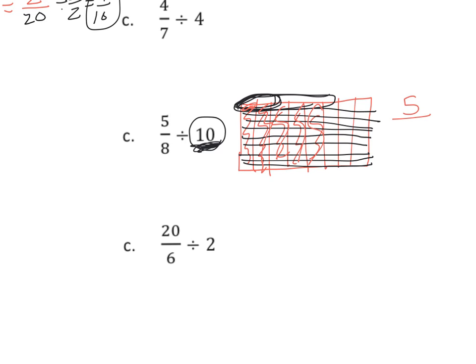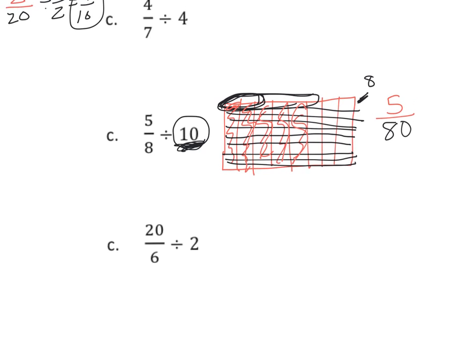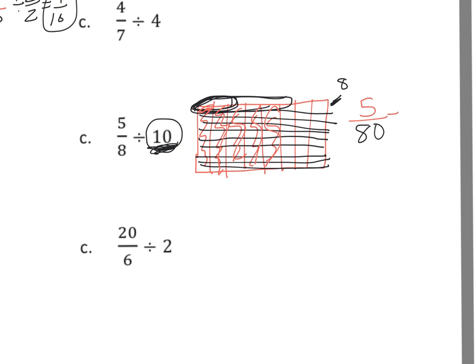And then, how many total pieces do I have? Well, I know that I drew 8s across here, and now I have 10 of those, so 10 times 8 is 80. So 5/80ths. And I can simplify this down by a 5 over 5, which is still 1.